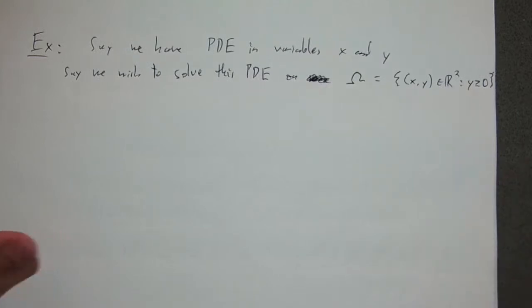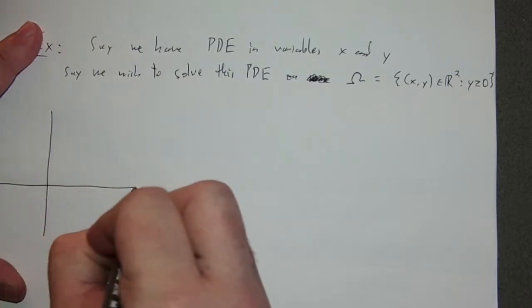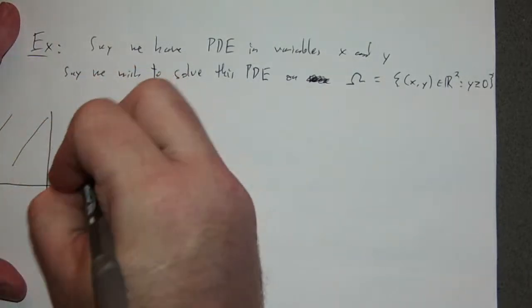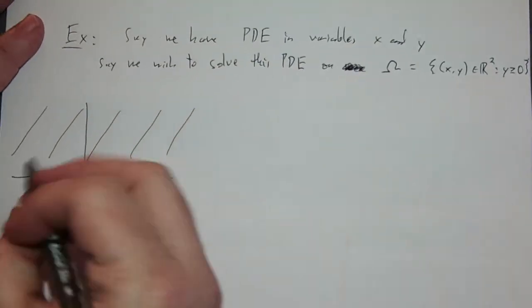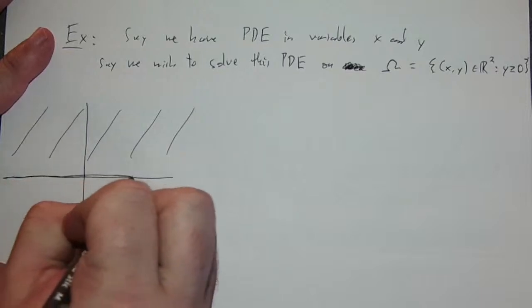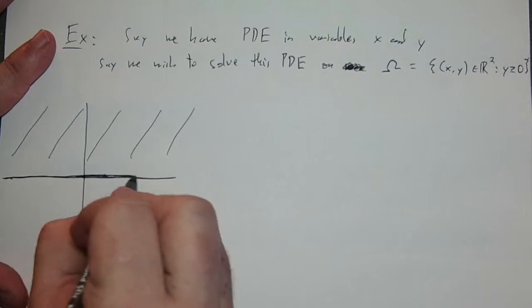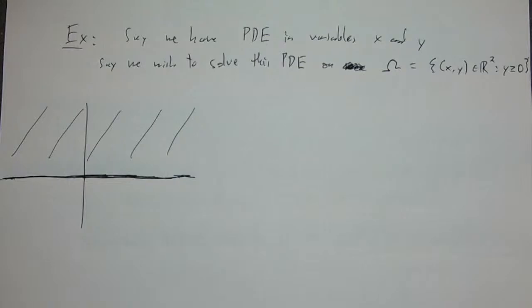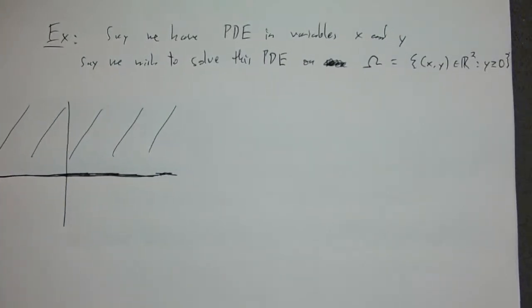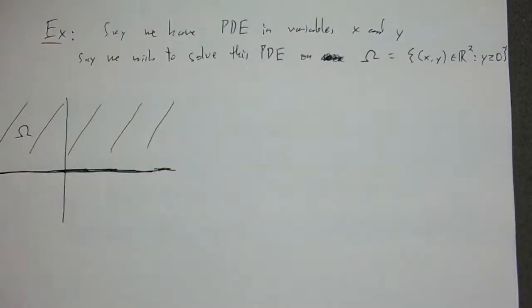Okay, so let's draw a picture here. Here's my upper half plane omega. It is all of the upper half plane, including this boundary, including the x-axis. So this is included, and it doesn't include any of these ordered pairs where y is negative. All right, so this is what my picture looks like. Here's my omega, this upper half plane.